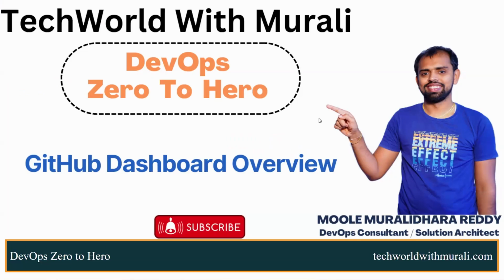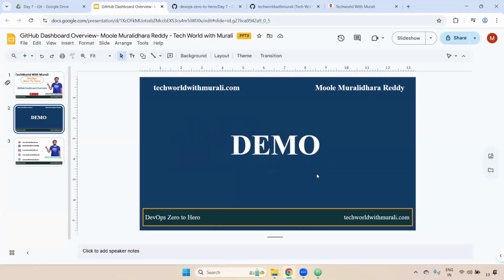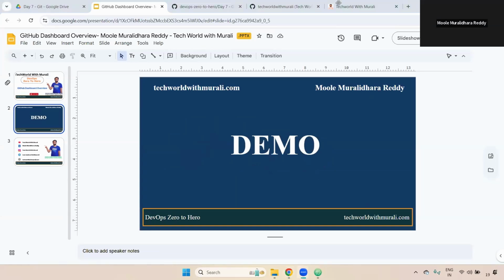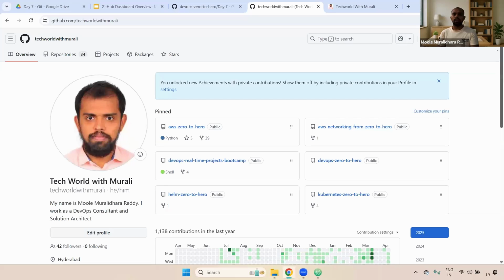Now we are going to discuss the GitHub dashboard overview. Let's do the demo so that you will get some idea. Earlier we already created a GitHub account, right? Now we can see what options are available in GitHub so that you will get some idea. Understand, right? Any questions?